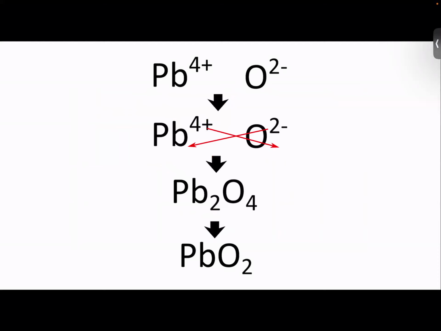Lead 4 oxide. This would be named as lead 4 oxide. I would translate the name. So lead 4 gives me Pb4 plus. Oxide, the ending IDE tells me that it's an anion of an element. So that's where the O2 minus comes from. You cross, drop, and simplify. So lead 4 oxide is PbO2.